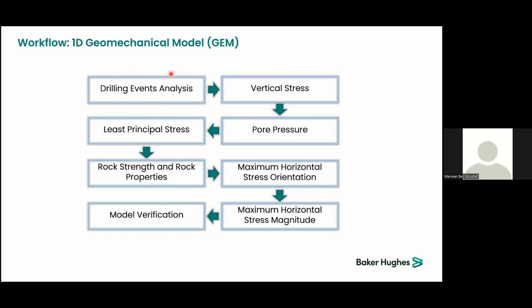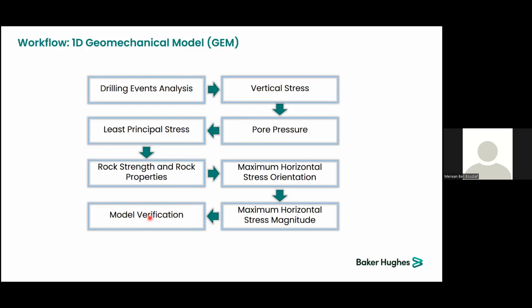Then after reviewing all the drilling events analysis, we go to vertical stress magnitude, then pore pressure construction, least principal stress, which is also the minimum horizontal stress, rock strength and all the rock properties, then the maximum horizontal stress orientation. Before the last step, we are calculating the maximum horizontal stress magnitude. That is calculated based on the values of all what we have calculated before. Then at the very end, we are doing a model verification against what we can see, for example, drilling events.